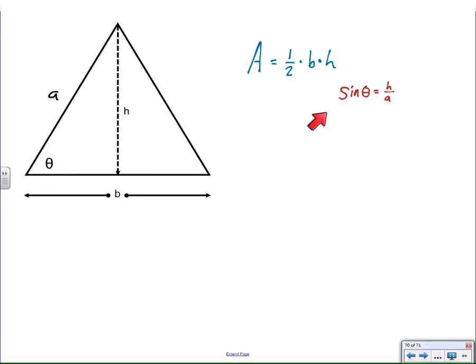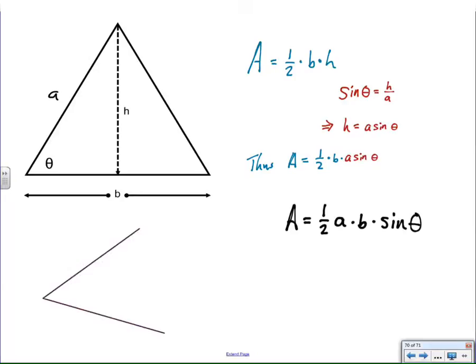So the sine of theta equals height over A, which is the hypotenuse of the little right triangle that I cut out. And then I can solve for h. It means h is A sine of theta. And so then when I see the area formula, half base times height, I replace height with A sine of theta, and that creates a new formula. The area of any triangle can be calculated as 1/2 times the two sides in the triangle times the sine of the angle between those two sides.